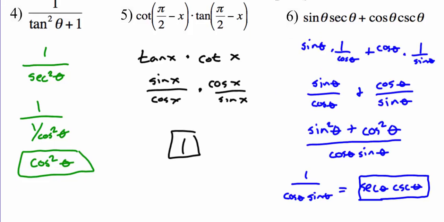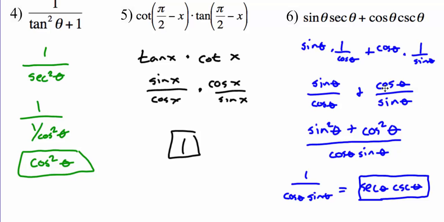All right, welcome back. So let me show you what's going on here. This is the approach I took to it. I knew that secant was 1 over cosine and cosecant was 1 over sine. That was my first adjustment. And that gave me sine over cosine of theta plus cosine theta over sine theta.